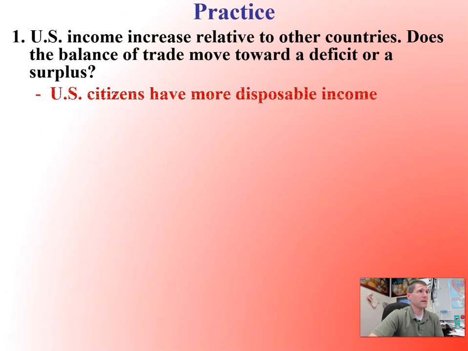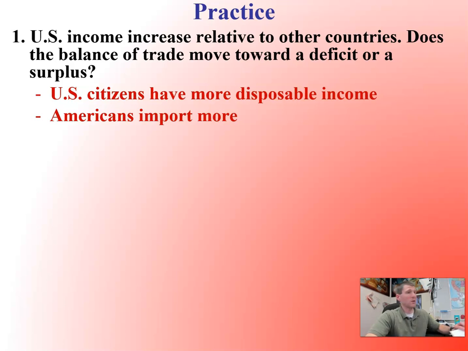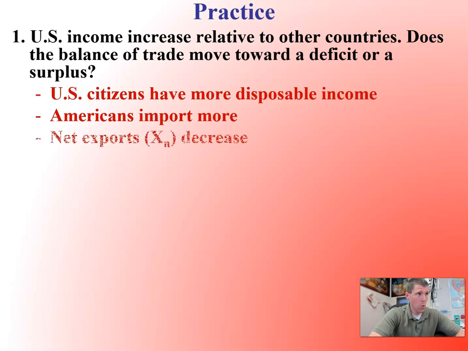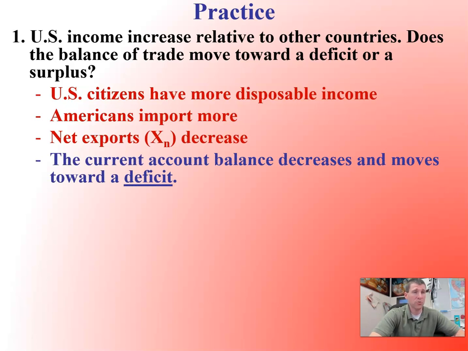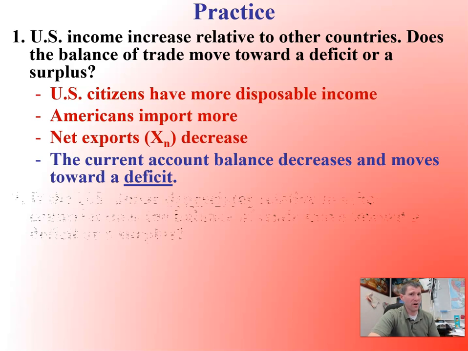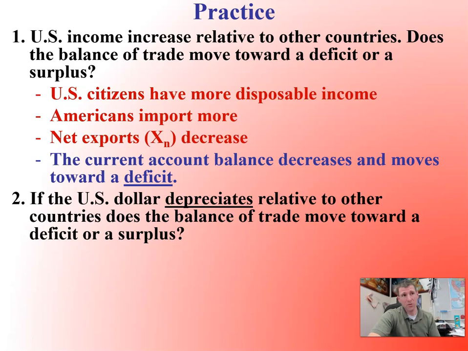Now, let's look at a couple of FRQs here. Let's say U.S. income increases relative to other countries. Does the balance of trade move towards a deficit or a surplus? U.S. citizens, in this case, because they have more disposable income, will import more. If they import more, that means net exports is decreasing. You're importing more and exporting less, which means the current account will decrease, move towards deficit, which is coupled by the financial account moving towards surplus.